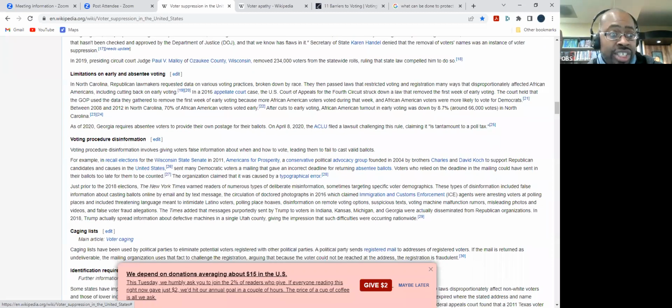As of 2020, Georgia required absentee voters to provide their own postage for their ballots. On April 8th of that year, the ACLU filed a federal lawsuit challenging this rule, citing that it was a modern day poll tax.